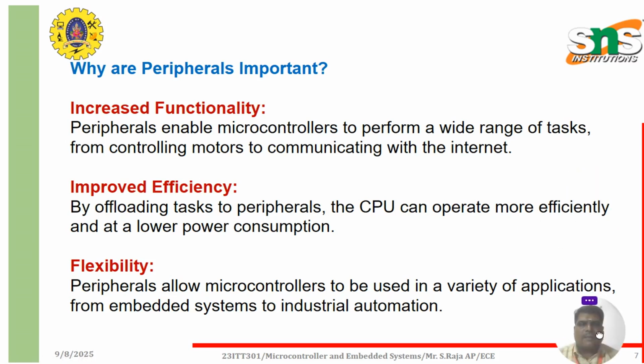Why are peripherals so important? They increase functionality, that is, peripherals enable microcontrollers to perform a wide range of tasks from controlling motors to communicating over the internet. Improved efficiency: by offloading tasks to peripherals, the CPU can operate more efficiently and at lower power consumption. Flexibility: peripherals allow microcontrollers to be used in a variety of applications from embedded systems to industrial automation.